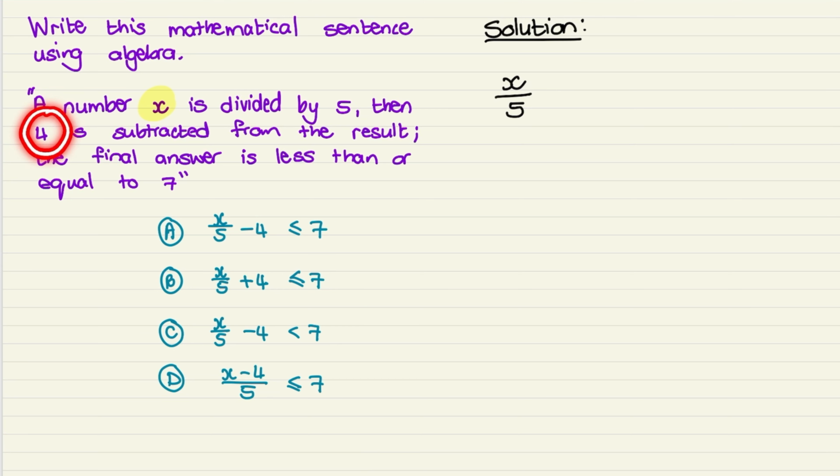Then 4 is subtracted from the result. So we subtract 4. We're not saying x minus 4 because we need to subtract 4 from the result of this division. So we have the division first and then subtract 4 from it.